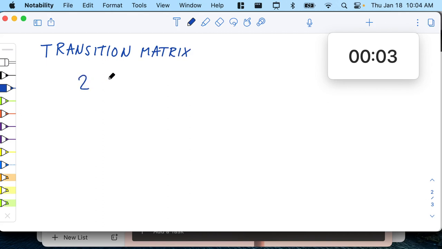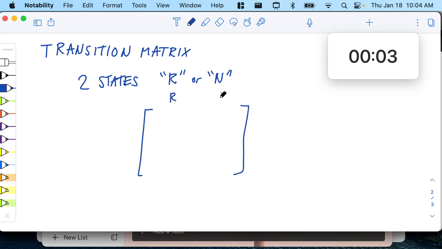So the two states are either rainy or nice. And so it's going to be a 2x2 matrix. Rainy and nice are just letters. You can put them in any order you want. So your matrix might be different than my matrix if you switch the order. But let's make a 2x2 matrix like this, with rainy first and nice second.